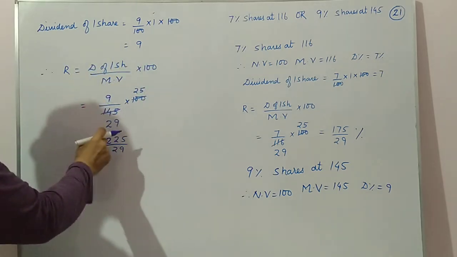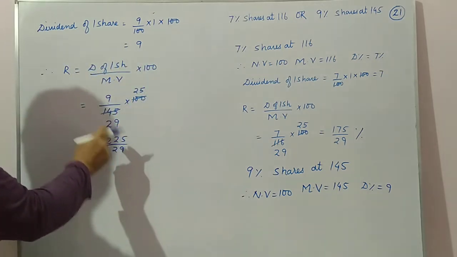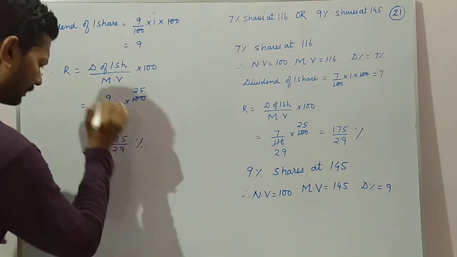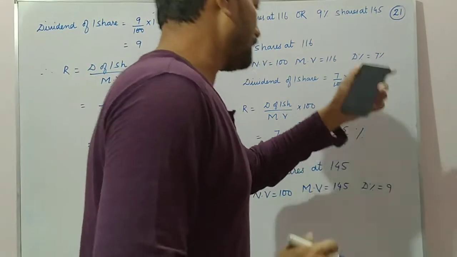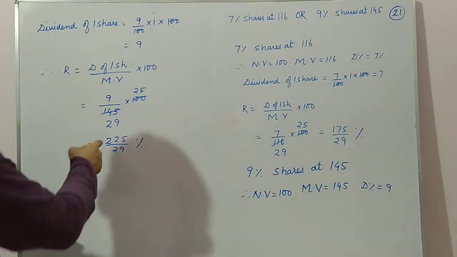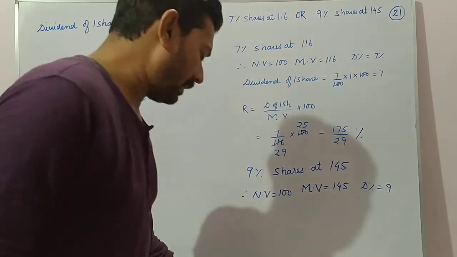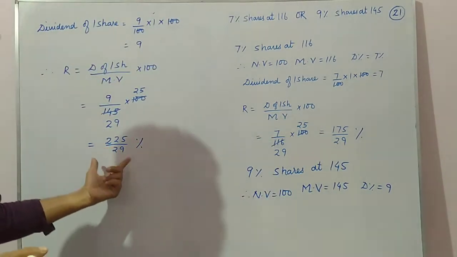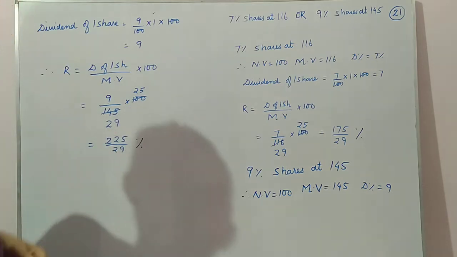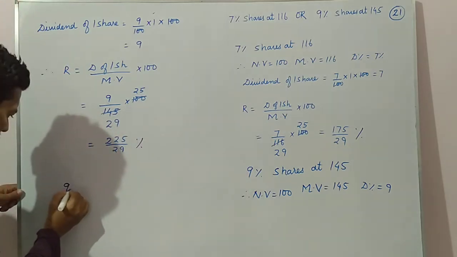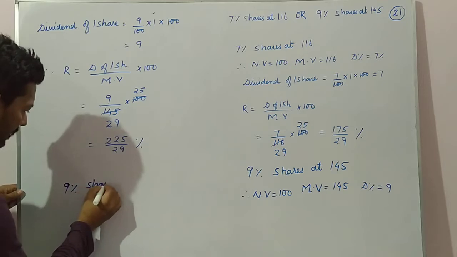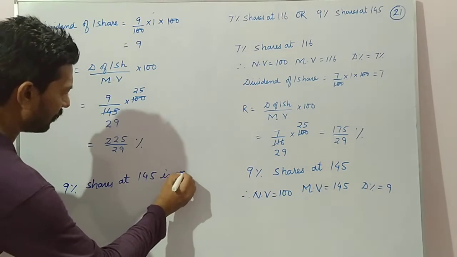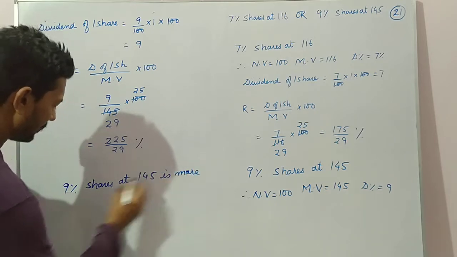Rate of interest, that is dividend of one share by market value into 100. Dividend of one share is 9. Market value 145 into 100, you are getting 225 by 29%. So here the profit is 175 by 29. Here the profit is what? 225 by 29. Which is more profitable? Naturally this one, here where the profit percent will be more. So we can write 9% shares at 145 is more profitable.